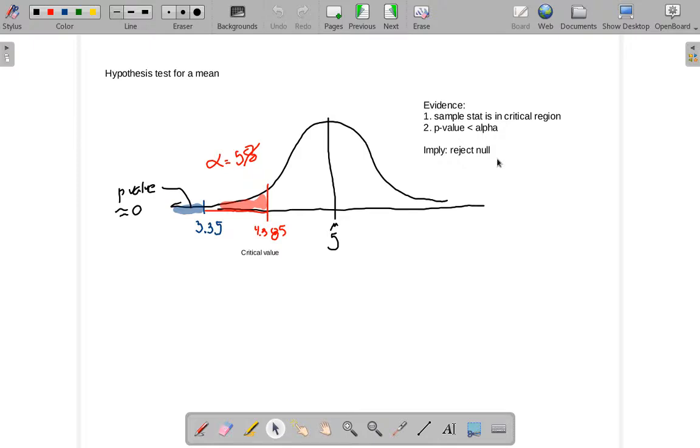Keep in mind that some of the questions you're asked don't ask about the sample statistic in the critical region. They just ask what's the p-value. I always find both because I want to double check. These two pieces of evidence should always agree. They should always agree to reject the null, or they should always agree to fail to reject. If they disagree, that means you screwed something up somewhere and you should start over. So both pieces of evidence point to rejecting the null hypothesis. So the next thing to do is write up some interpretations of what all this stuff means.